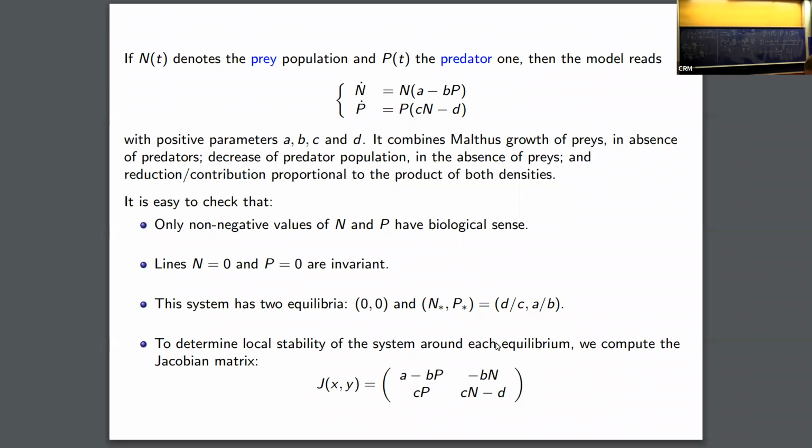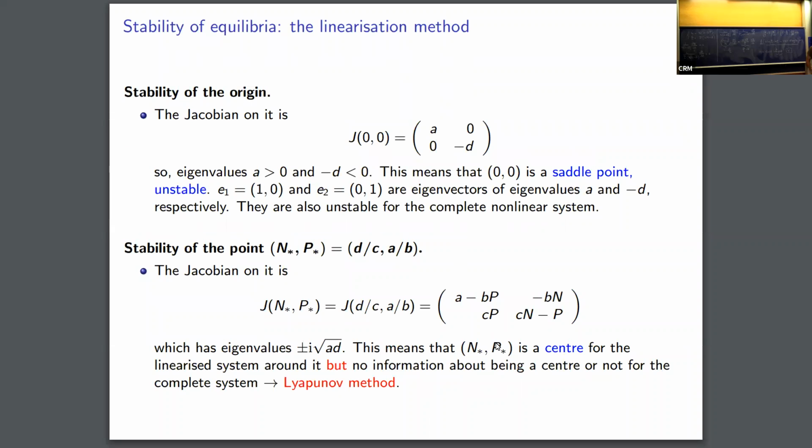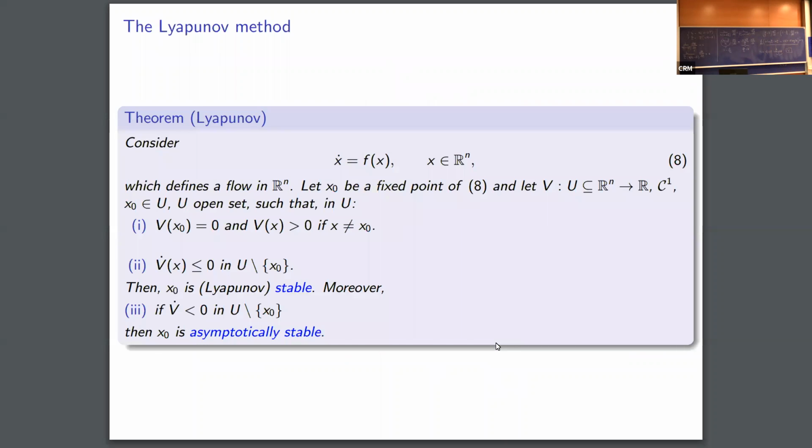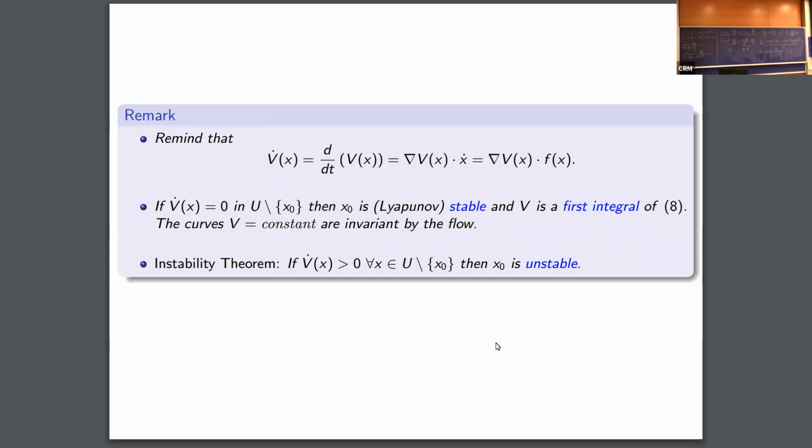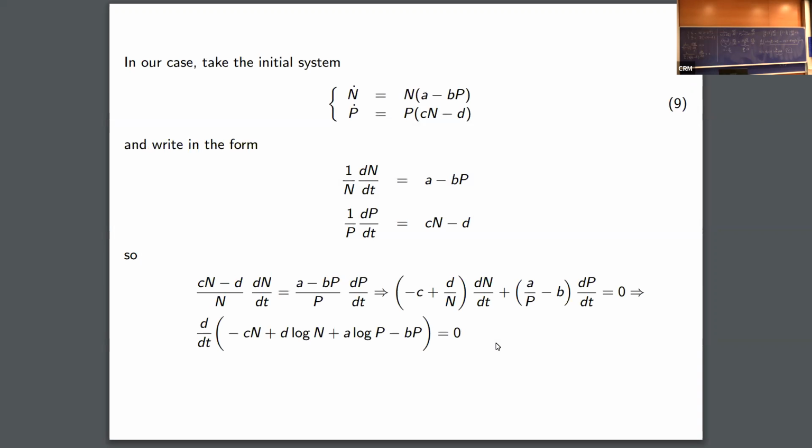But I can do more things. This means that all the orbits in this way remain constant. If I start in one of these curves, there are solutions, I remain there forever. But you can do one more thing. You can say, okay, I know everything here. This is the Lyapunov theorem that Emma told us.